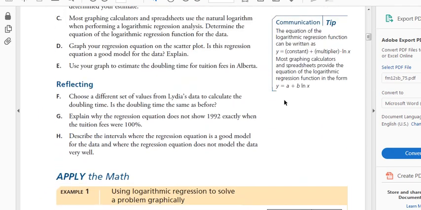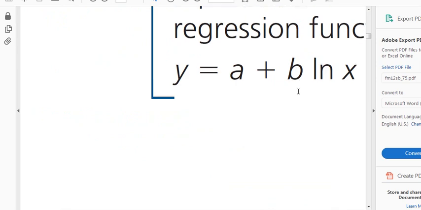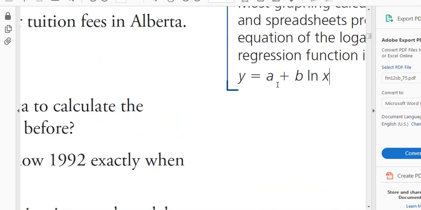Now I don't know if the calculator is going to spit this out, we'll check, but y equals a plus b ln x is the format there. So your logarithmic functions, you'll see this in your textbook: a plus b ln x.